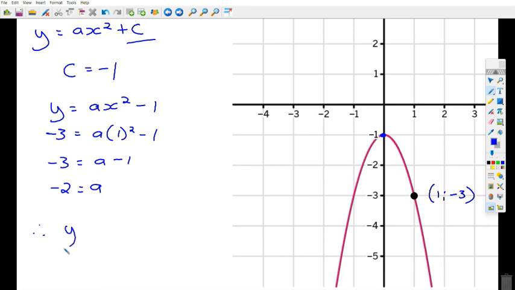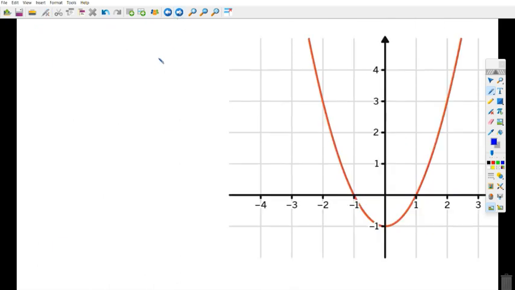Therefore, the equation of that parabola is going to be -2x squared minus 1. Okay, and that's my equation of that parabola. Hoping that's making sense, nice and easy. Let's look at the next one.